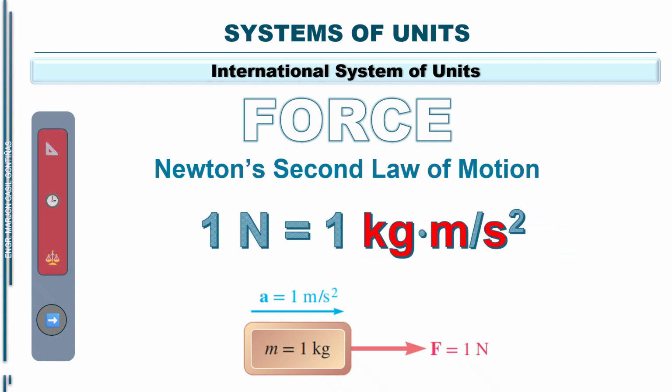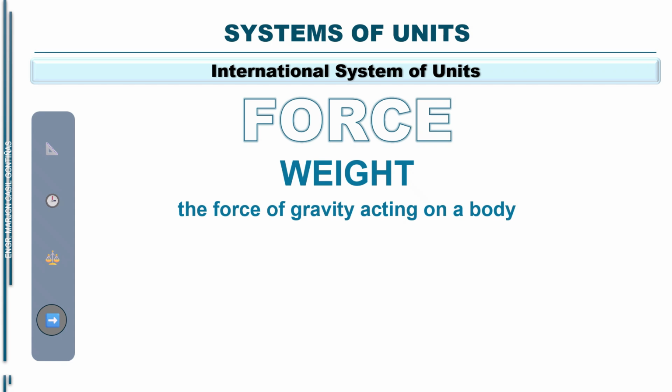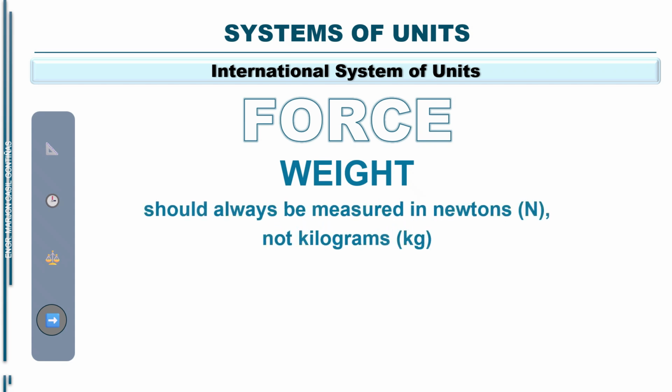It literally ties together mass, length, and time, showing how much force is needed to move an object. And this is what makes the SI system consistent and reliable. Every time you calculate force in SI, you're working with units that all fit perfectly within Newton's second law. Now let's talk about something a lot of people mix up: weight and mass. In physics, weight is the force of gravity acting on a body. And since weight is a force, it should always be measured in newtons, not kilograms.